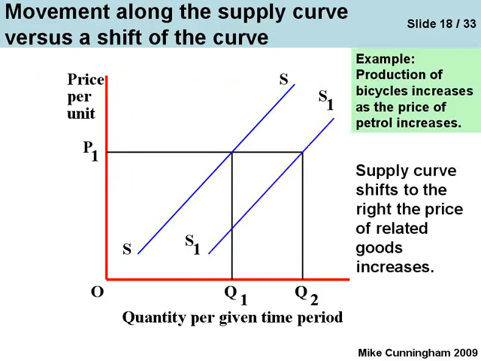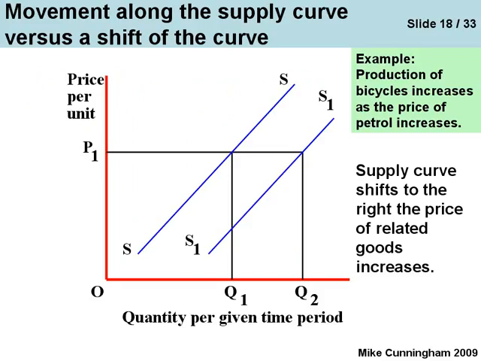For example, the production of bicycles will increase as the price of petrol increases. As the price of petrol increases, we want to substitute. We want to have an alternative means of transport. So people may buy bicycles. Price of petrol rises, the quantity of bicycles demanded or needed on the market will increase, and the supply will jump over.